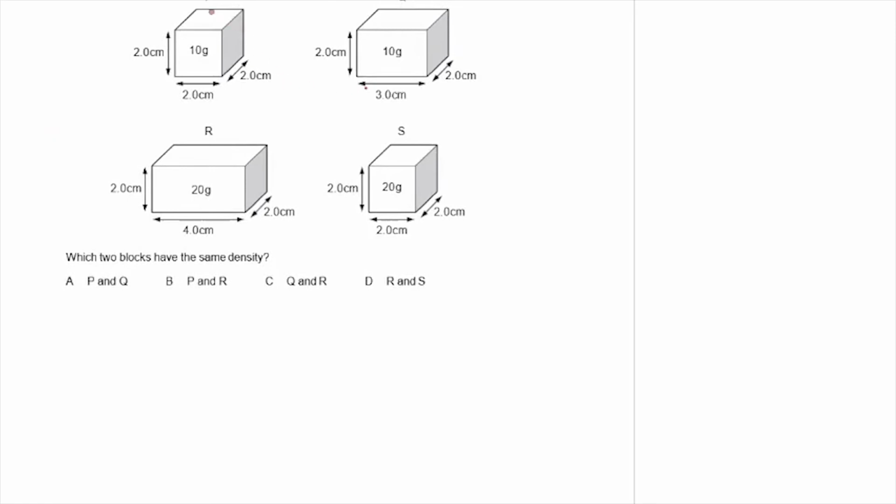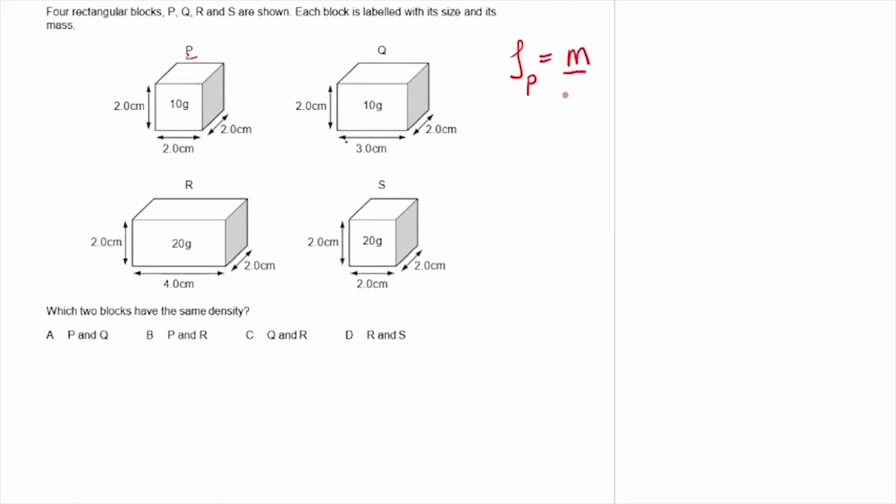So we have block P right there. The density of block P is given by mass over volume. What's the mass of block P? That's going to give us 10 grams. Divide that by the volume. Now volume is length times width times height. That will be our length, this will be our width, that will be our height, which is 2 times 2 times 2. So that is 10 over 8 grams per cc. Let's leave it like that. That's the density of P.